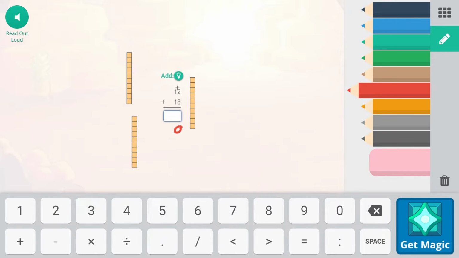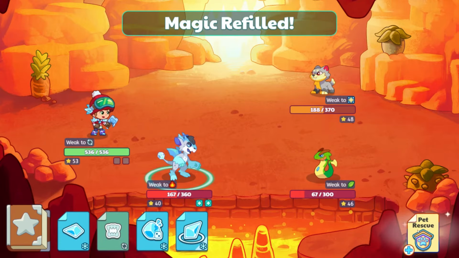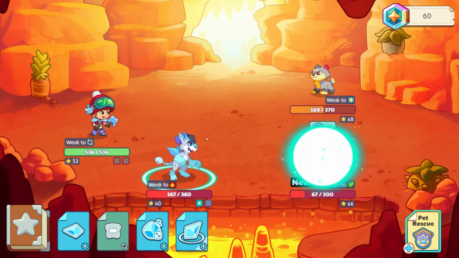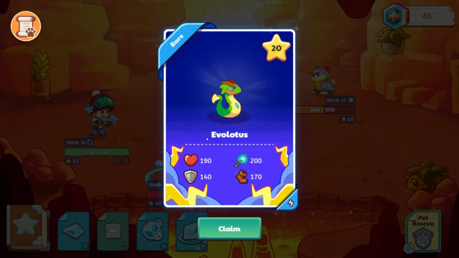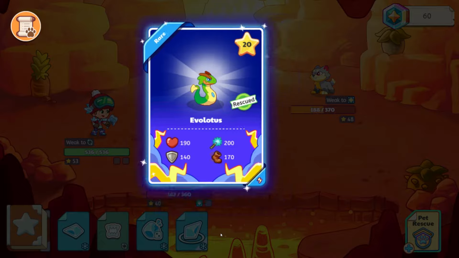Ooh, that's cool how it moves. And then we're going to add that up over to here because this is a 10, so we have to put it in the tens place. So we have to regroup it over to there, which is going to be 30. All right, and come to me, Evolotus. Yes, it's free. Nice. All right, we'll go ahead and claim you.